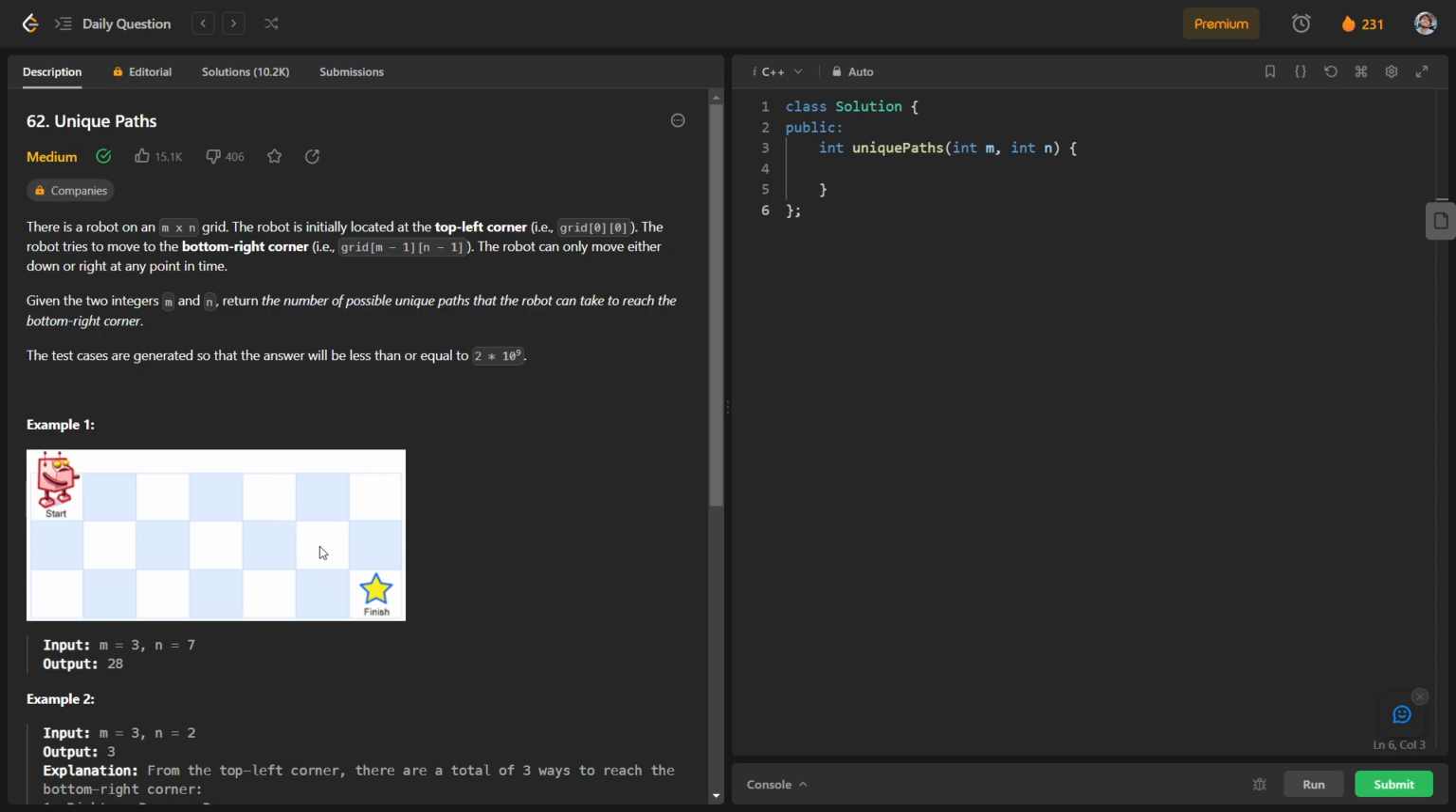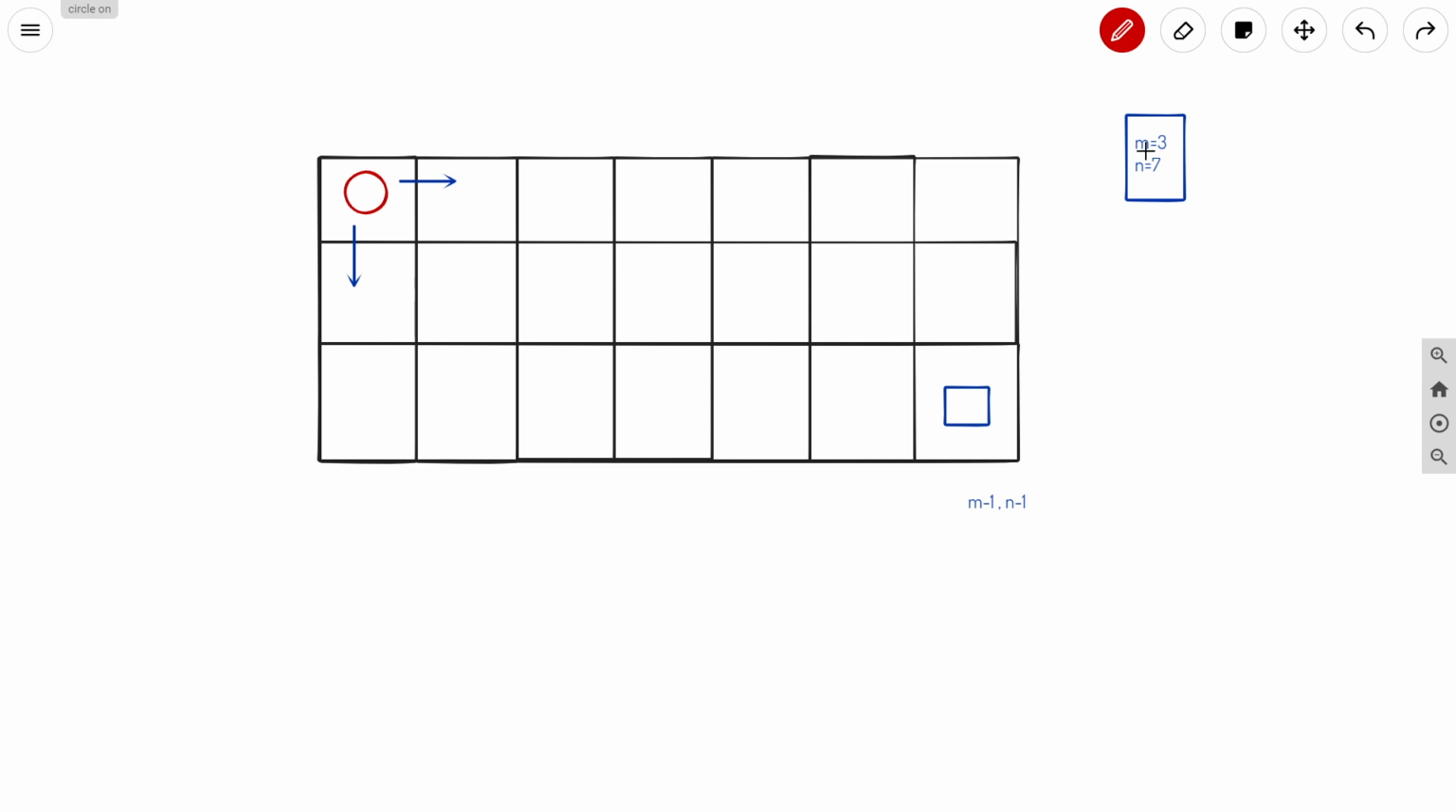Okay, so let us have a closer view of these inputs. So we have m equal to 3 and n equal to 7, and the robot can move either right or downward. So let's say at any particular point of time the robot is present here, and we want to find the total number of possible paths such that the robot can reach this point. Let's say this position is I comma j. So this is I comma j, and we have to find the total number of paths such that the robot can move to this point.